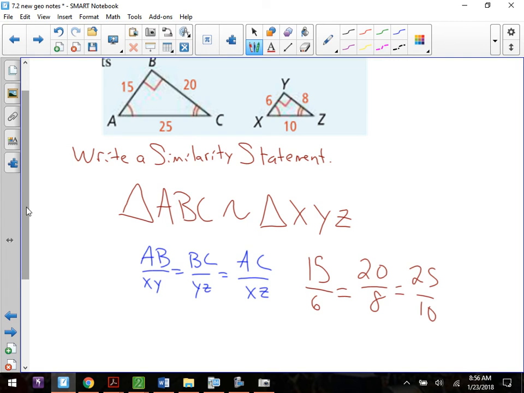So if I'm going through this, I'm just going to do my fraction, 15 over 6. Oops. Hit enter, I get 5 halves. I do 20 over 8. Hey, look at that, I get 5 halves. And then 25 over 10, I get 5 halves. So all 3 of those sides simplify to be 5 halves.